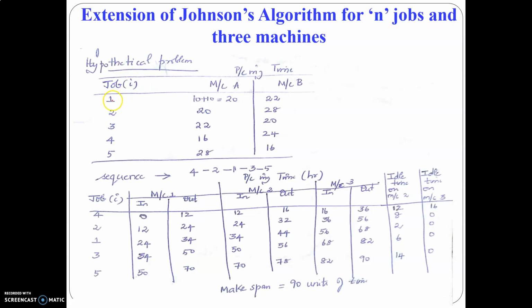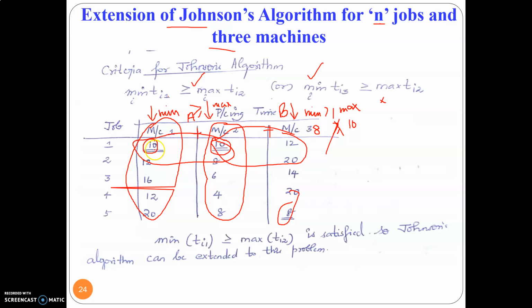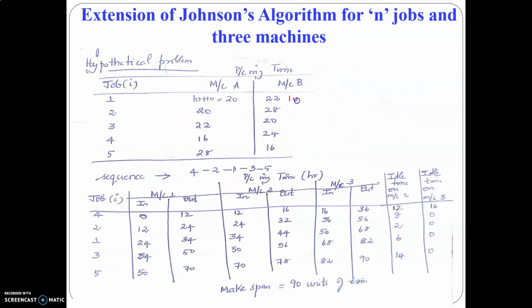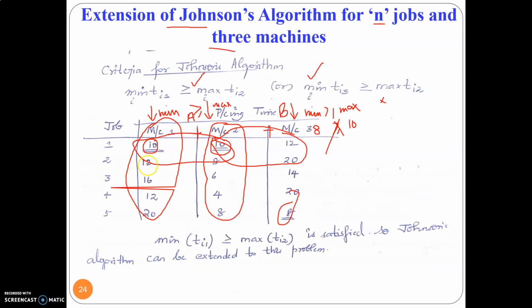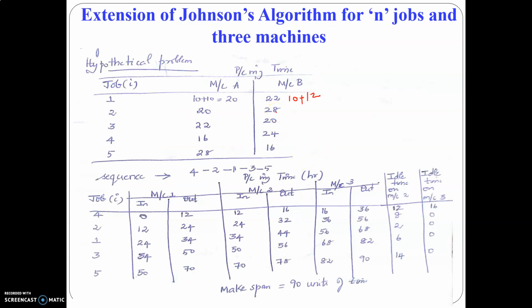See, for job 1, hypothetical mission A is going to be 10 plus 10, 20, and mission B is going to be 10 plus 12, 22. Then for the second job, 12 plus 8, 20, and 8 plus 20, 28. Like this, I am going to convert this 3 mission problem into a 2 mission hypothetical problem. Mission A will include mission 1 processing time and mission 2 processing time. Mission B is going to include mission 2 processing time and mission 3 processing time. Now we are back to our Johnson's algorithm for 2 missions and n jobs.